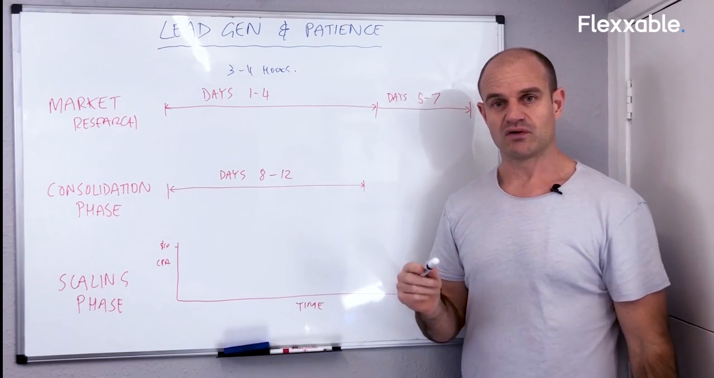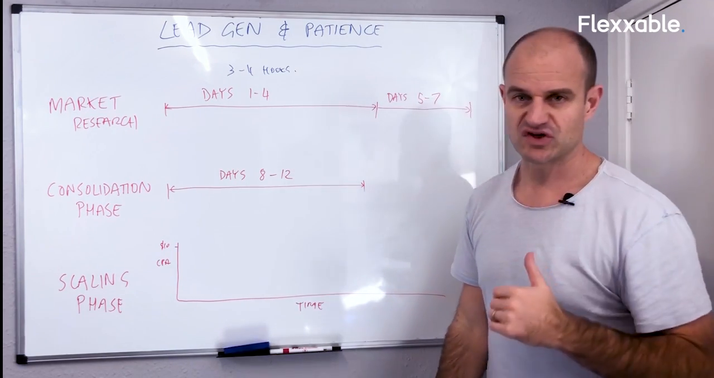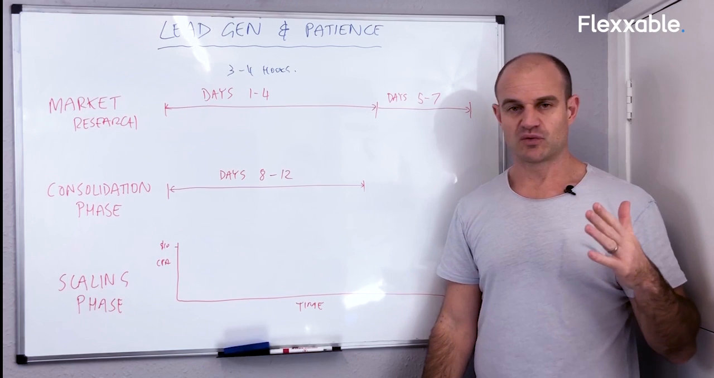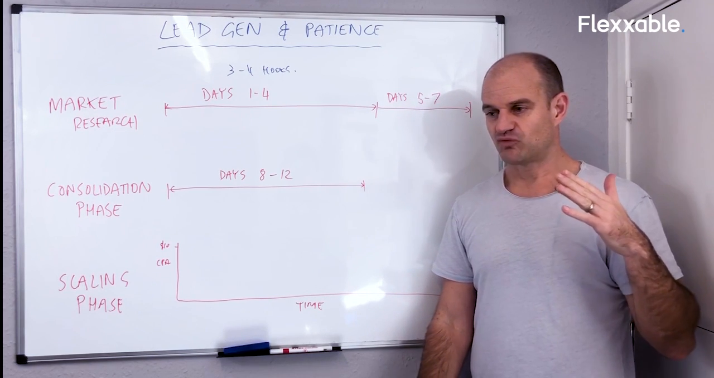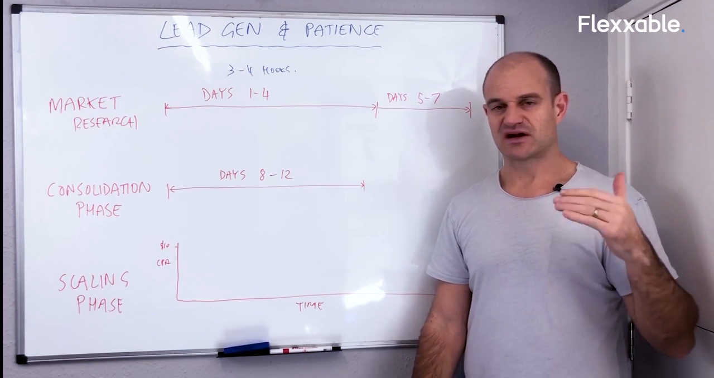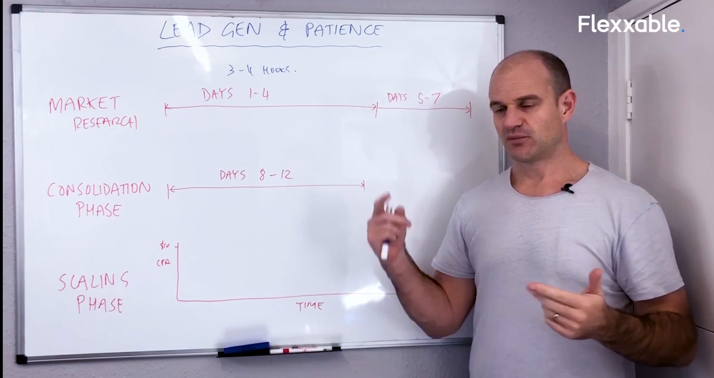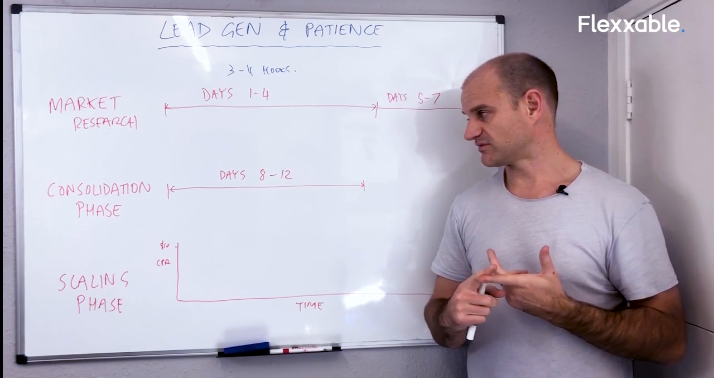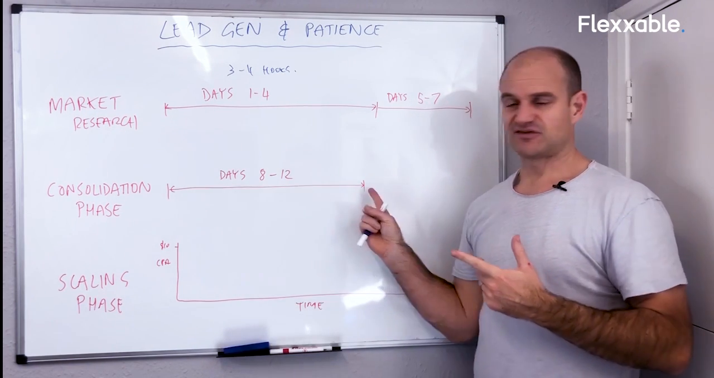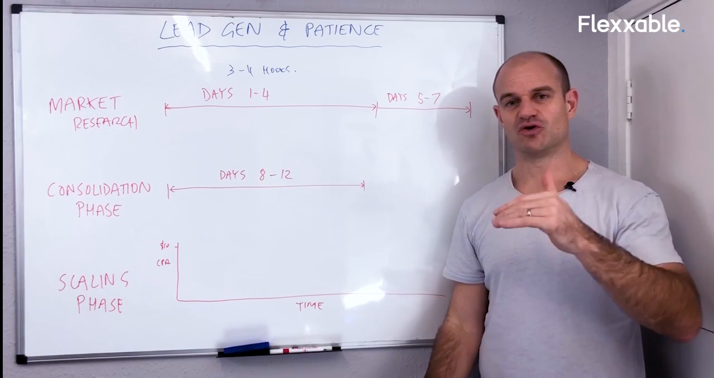So after that point, it's the consolidation phase. Days 8 to 12, where you start upping your budgets a little bit. You start spending a little bit more. You start writing some better ads. You start going after some new audiences. You might have some lookalike audiences to go after.